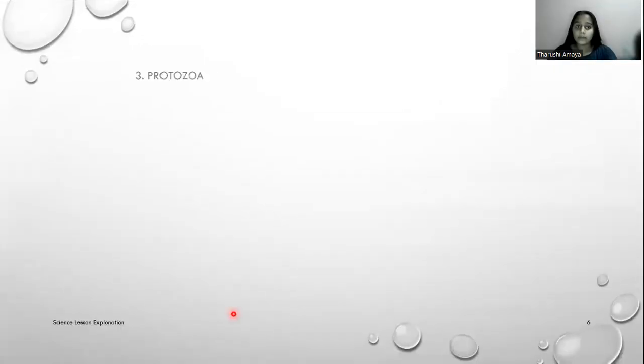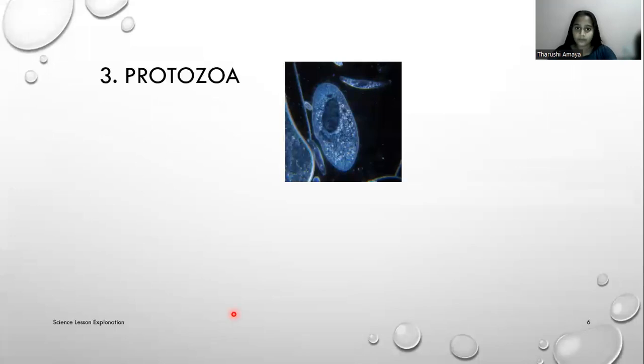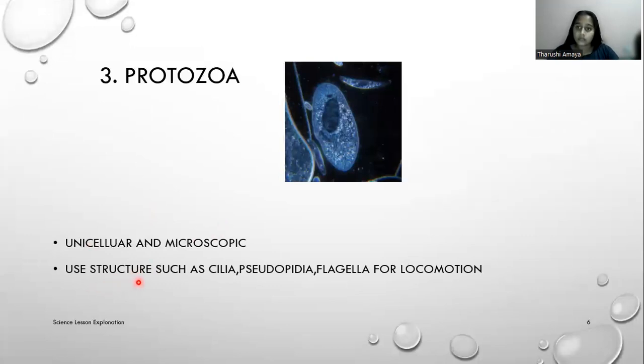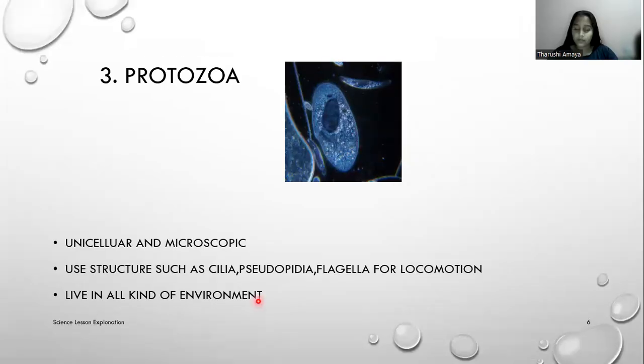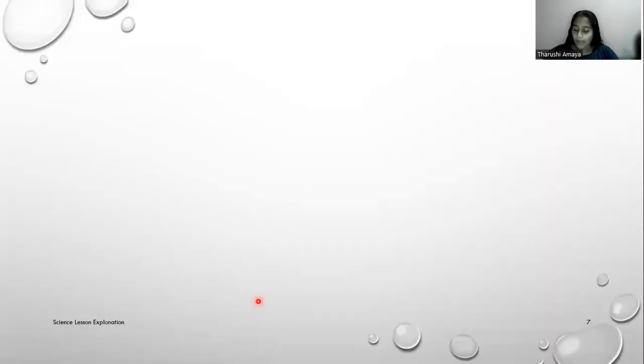And the next topic is protozoa. Unicellular or microscopic. They use structures such as cilia, pseudopodia, and flagella for their locomotion, and live in all kinds of environments. Some examples of protozoa are amoeba, paramecium, euglena, and plasmodium.